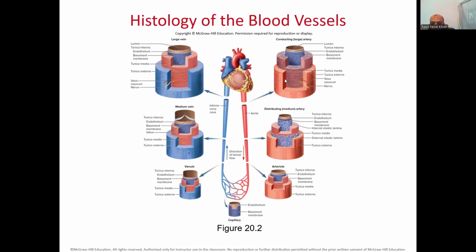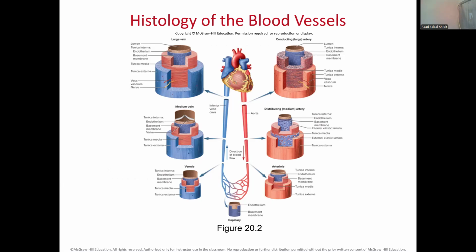So that shows you the histology of the blood vessels. And you see the venule is the smallest compared to the medium and large veins. When we look at the arteries, we have three different classes of arteries: conducting arteries, distributing arteries, and arterioles. The conducting arteries are the highway. The exit ramp, that's the distributing medium artery. The arteriole is a little street that can hit your home. Is that clear?